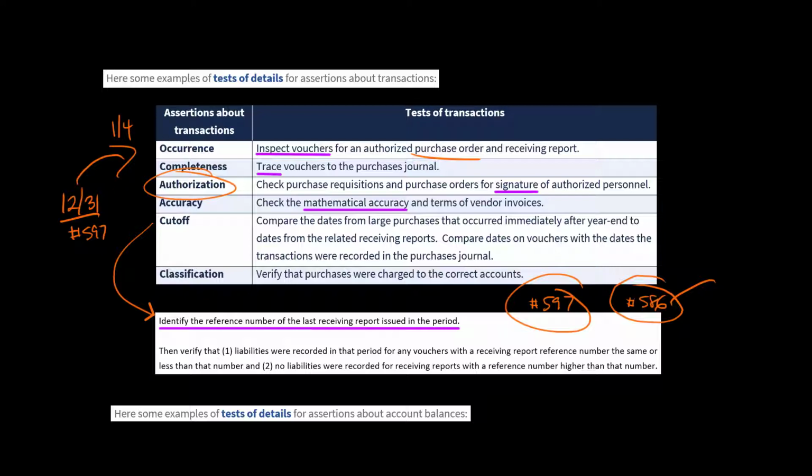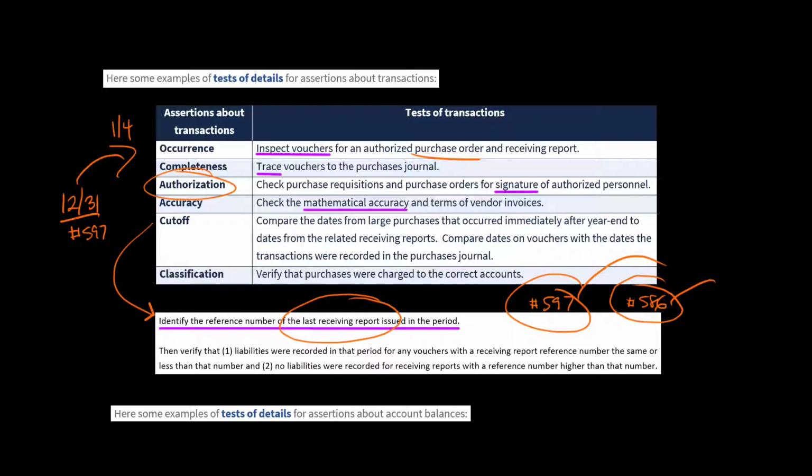So you identify the last receiving report issued in the period. Now, anything after 597, because that's the last receiving report, anything after that would be in the next fiscal period. Okay, so you identify that last receiving report. Anything before it should have been recorded in this period. Anything after that will be the next period.